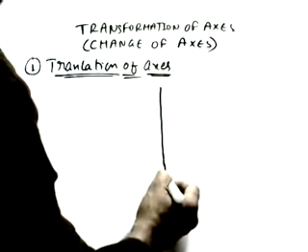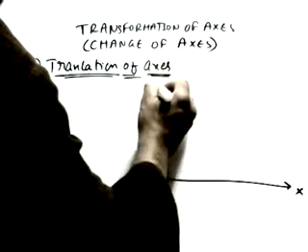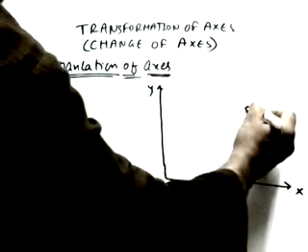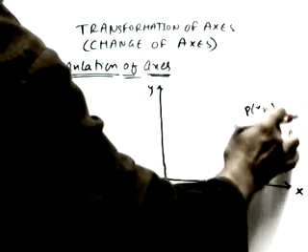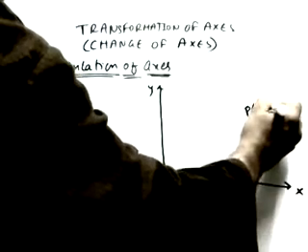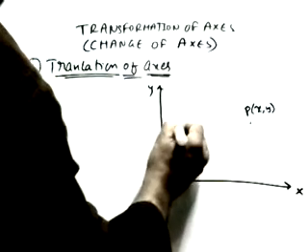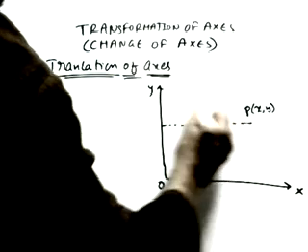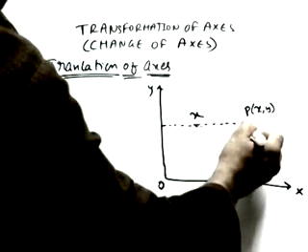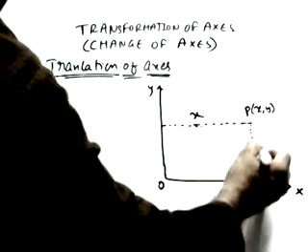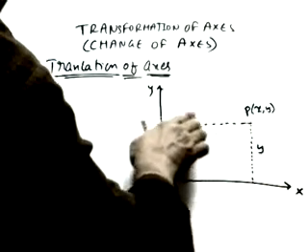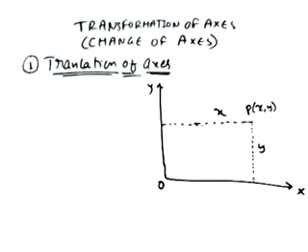Suppose you are having a coordinate axis. I'm drawing the first coordinate. Suppose this is x-axis, this is y-axis, this is origin. Suppose there is a point P small x comma y. Now watch carefully. What is the meaning of here x? X is this distance. This is called small x. And suppose this distance is y. Distance from x-axis is y. Distance from y-axis is x.